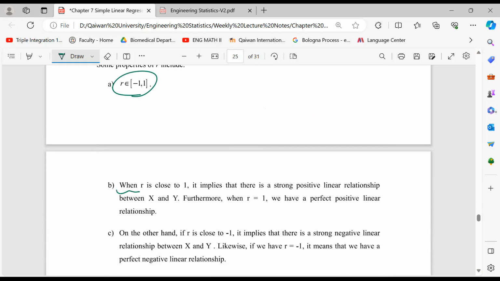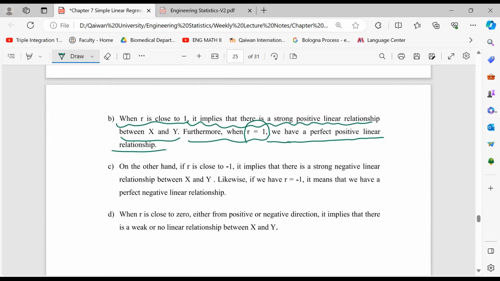We say that when r is close to 1, it implies there is a strong positive linear relationship between x and y. Further, when r is 1, we have a perfect positive linear relationship. If it's in the positive part and near 1, we say it is a strong positive linear relationship. What if it is exactly 1? If it's positive 1, we say it is a perfect positive relationship.